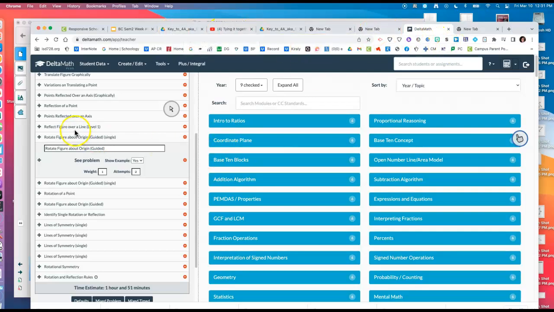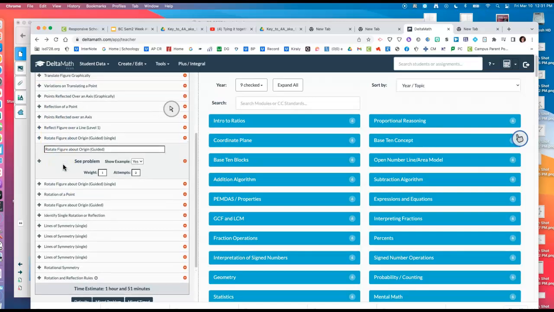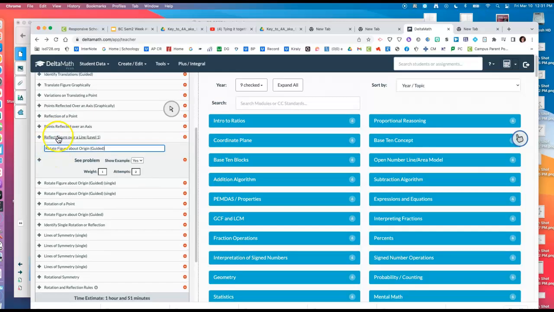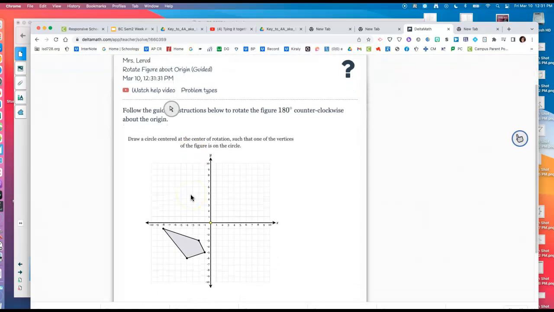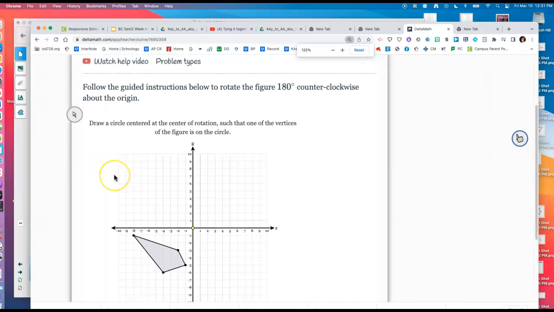So here's my Delta Math. We're going to go into where it says rotate a figure about the origin guided. Okay, we're going to do this one first. Right after reflect a figure over a line, the next thing says rotate. Okay, you're going to click. And again, feel free to pause. We're just going to follow the directions here. I'm going to see if I can blow this up a little bit.